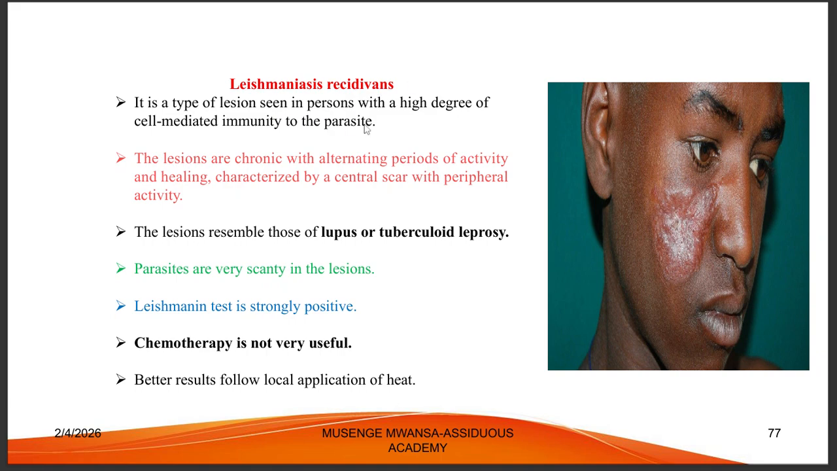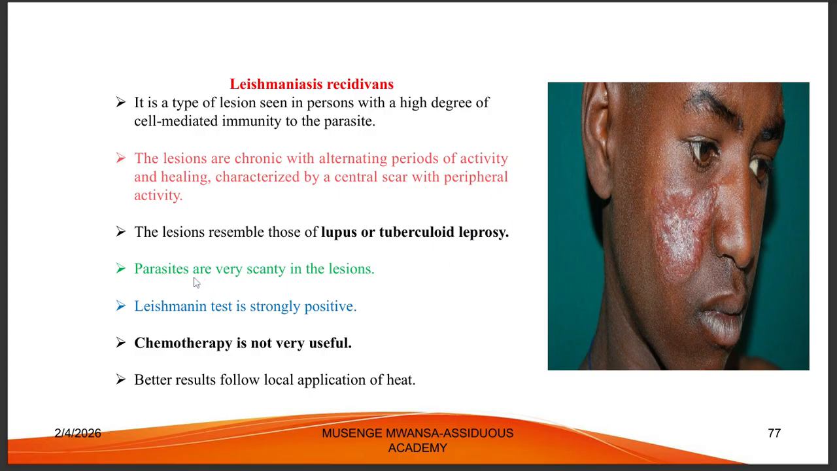recidivans, which is a type of lesion that is seen in persons with a high degree of cell-mediated immunity to the parasite. Like the T cells are really responding so strongly against the parasite. So the lesions are chronic with alternating periods of activity and healing. Okay, they become active, they heal, active, they heal. And the lesions will actually resemble those found in lupus, systemic lupus erythematosus, or even in TB. Specifically for TB, not the pulmonary TB, but what we call lupus vulgaris.